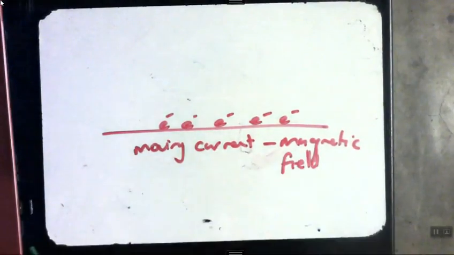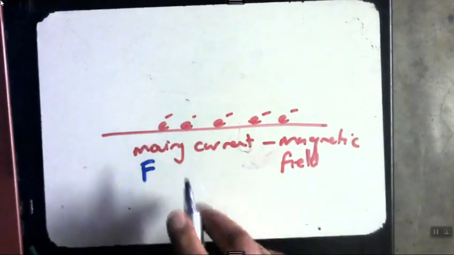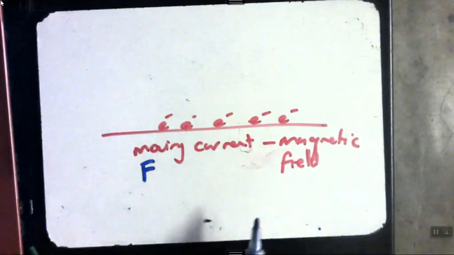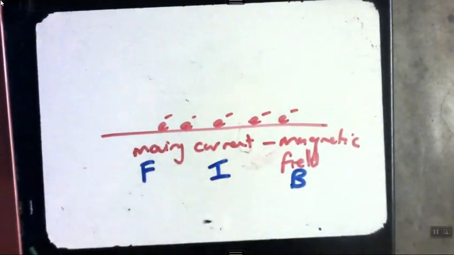I now, it's a moving current, magnetic field, so there are three components. We have force, because the current is forced to move. We've got current and we've got our magnetic field, so FBI is all there.